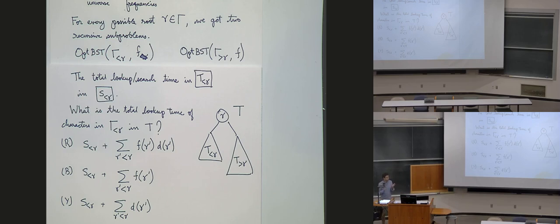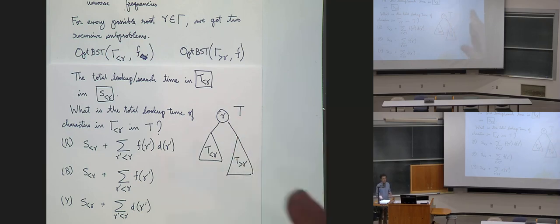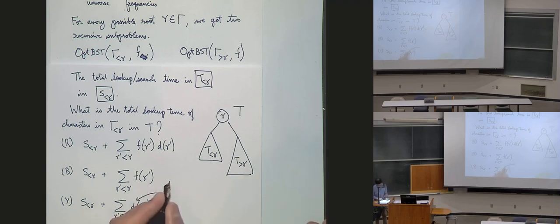You can talk amongst yourselves if you want. You have a question? D is the depth of gamma in this tree. In that tree, D is the depth in that tree. Right, so D is the depth in the tree. Think a little carefully. I'll give you a minute or two to ponder.